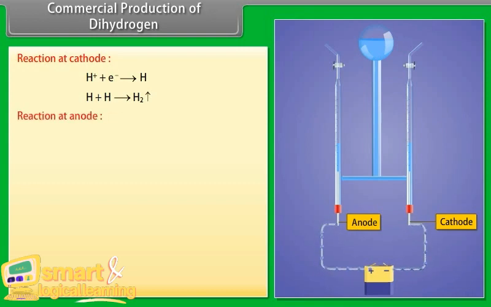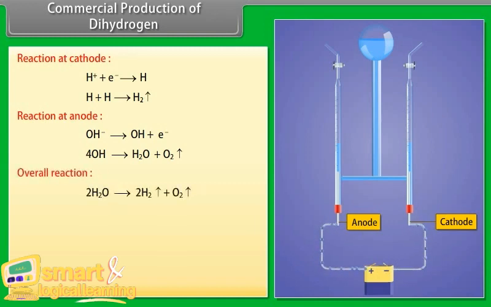Reaction at anode. OH- gives OH plus electron. 4OH gives 2H2O plus O2. Overall reaction. 2H2O gives 2H2 plus O2.